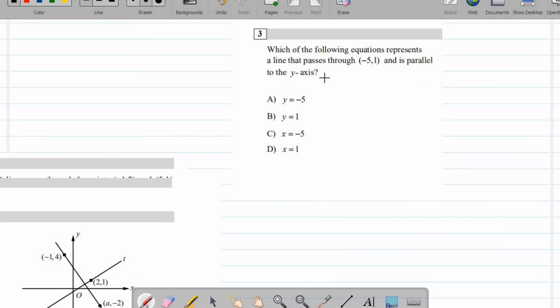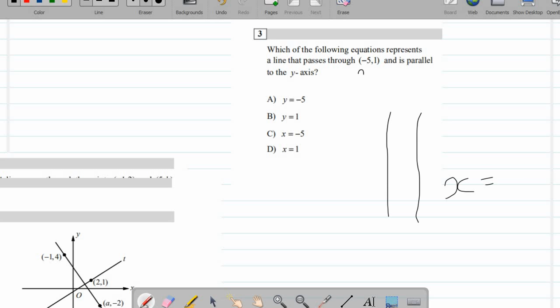This question here: which of the following equations represents a line that passes through (-4, 1) and is parallel to the y-axis? Now if it's parallel to the y-axis, remember what I said, it is just like this. This is parallel to the y-axis this way, and it is a vertical line, and vertical lines are defined by x equal to something.